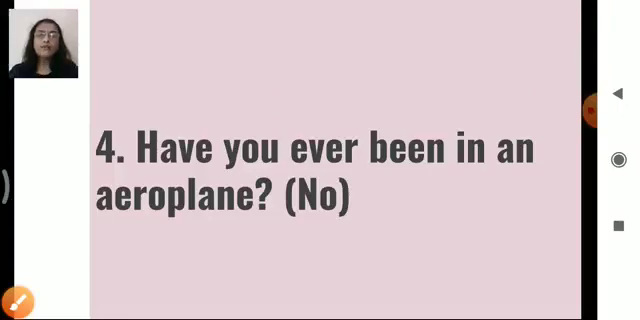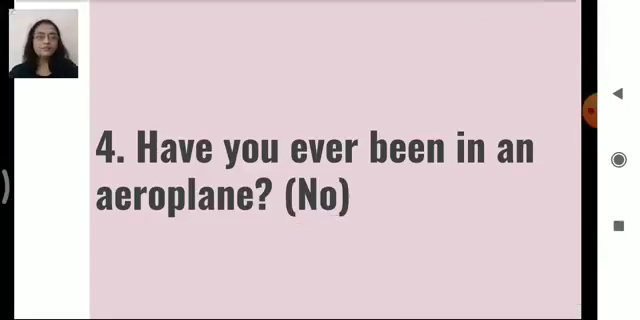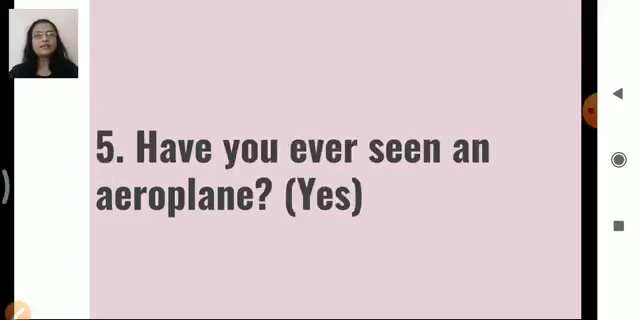Fourth one. Have you ever been in an aeroplane? No. Now even if you have been, you have to write no only here. Why? Because the instruction is given in the question, right? We have to use this bracket word. So if it is no, we have to use no only in the answer. So the answer will be, "No, I have never been in an aeroplane." Follow?